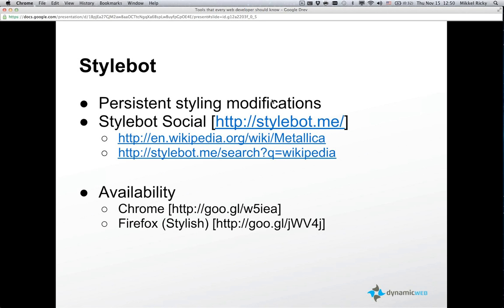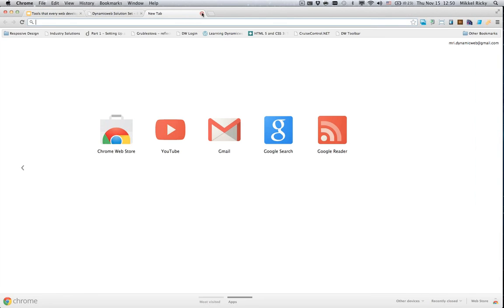But another tool that I use more than once a week is an add-on for Google Chrome called Stylebot. And Stylebot is an add-on that persists styling modifications in the browser, meaning that I can create my own styling of a web page to make the look of the web page fit my needs or how I think it should look. And I can show you if I pull up the solution set again.